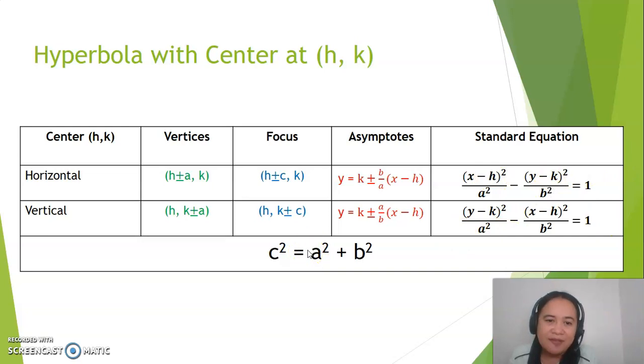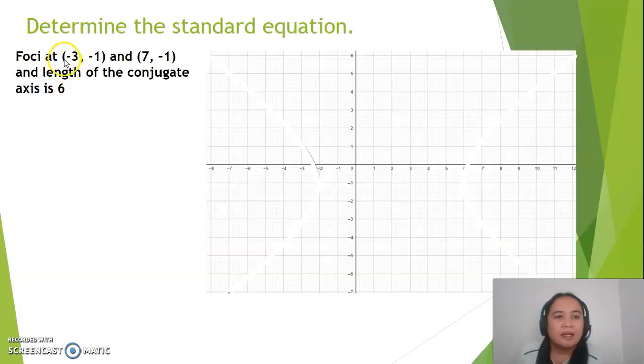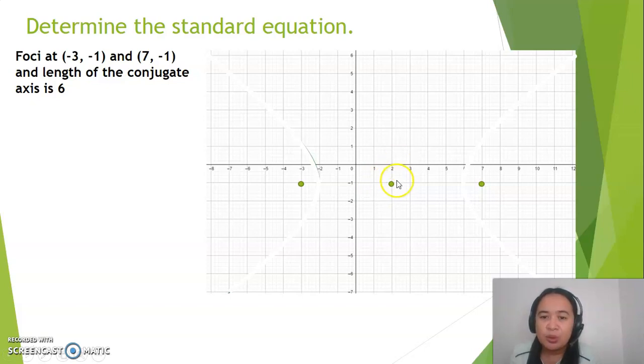Now, let's have the first example. At this point, the foci is located at -3, -1. So therefore, it's located here. The other foci is at 7 and -1. Take note, from -3 to 7, the distance there is 10. So get half of it to get the center. So count 5 from one end. So 1, 2, 3, 4, and 5. So this is where the center is, at 2 and -1. The conjugate axis is 6. So center to one co-vertex, that would be 3.